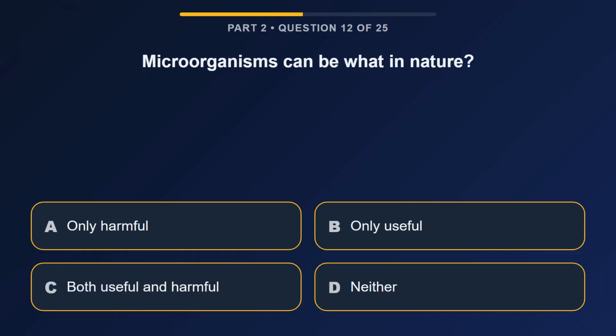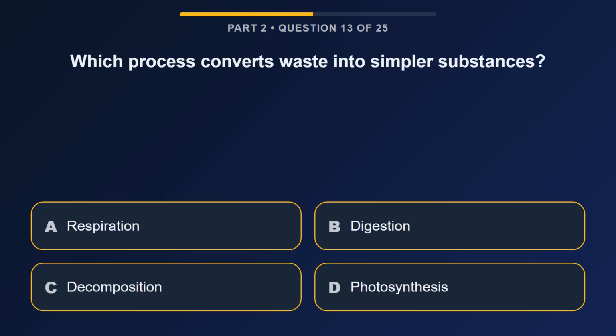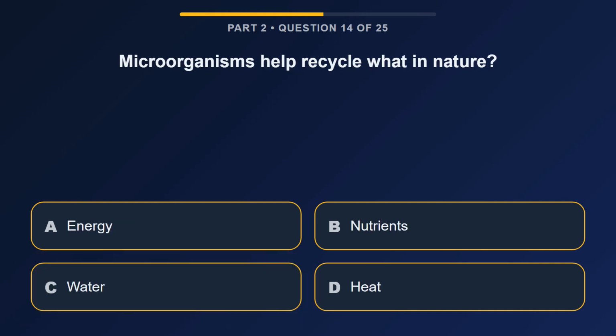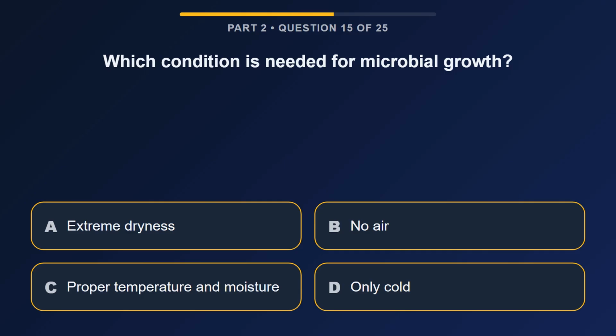Microorganisms can be what in nature? Which process converts waste into simpler substances? Microorganisms help recycle what in nature? Which condition is needed for microbial growth?